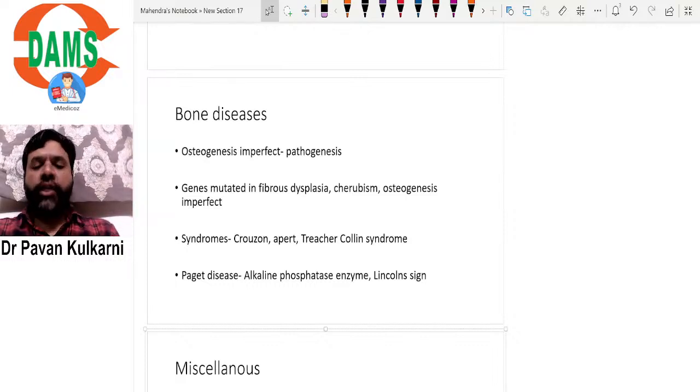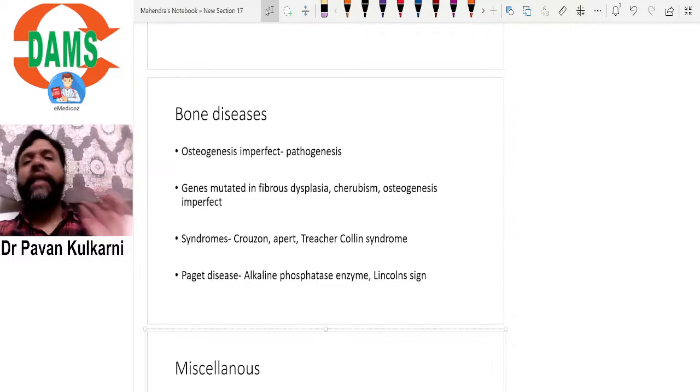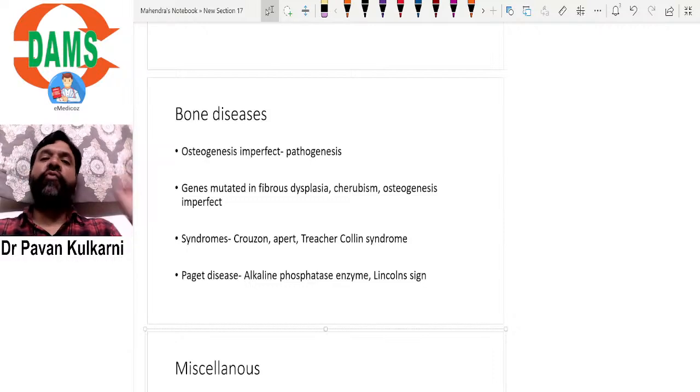Osteogenesis imperfecta, what are the genes? COL1A1 and COL1A2 genes. We are supposed to name mainly 3 syndromes: Crouzon, Apert, and Treacher Collins syndrome. These 3 syndromes are frequently asked. Mainly Treacher Collins syndrome, that is mandibulofacial dysostosis. Apert and Crouzon both are similar. Both will have craniosynostosis. But Apert will have syndactyly, which is not seen in Crouzon syndrome.